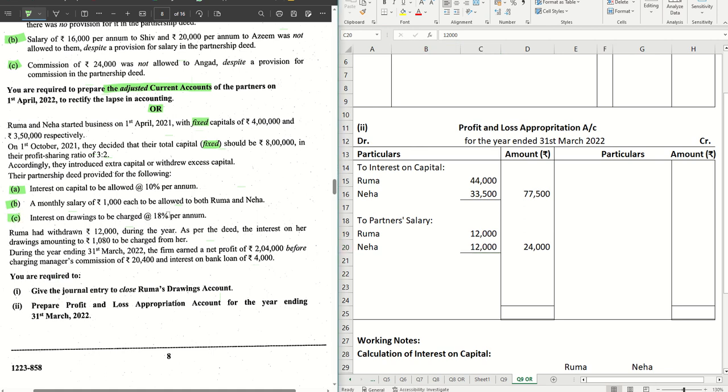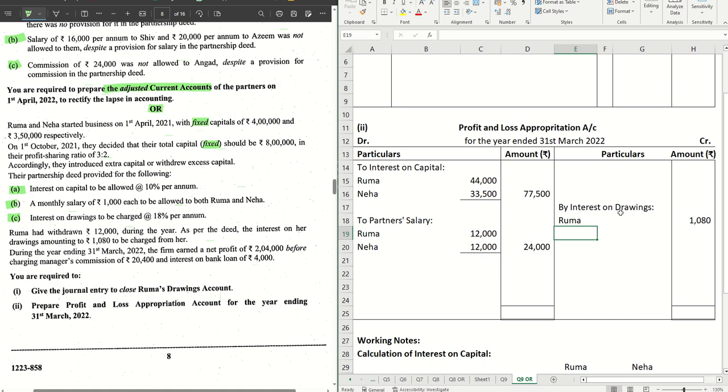Interest on drawings to be charged at the rate of 18% per annum. So let's come to the credit side by interest on drawings, leaving some space for calculation of profit and loss if there is any. And if you see, Ruma had only withdrawn 12,000 rupees during the year, and as per the deed, the interest on her drawings amounting to rupees 1,080 is to be charged from her. So we don't have to do any calculation for interest on drawings. It's already given in the question to make things a little easier for us. All right, let's move on to the next part.